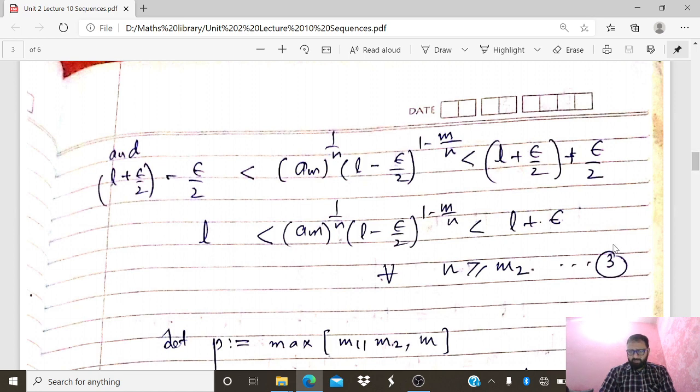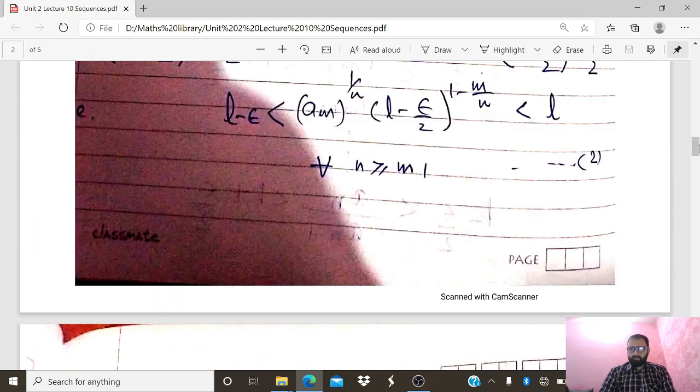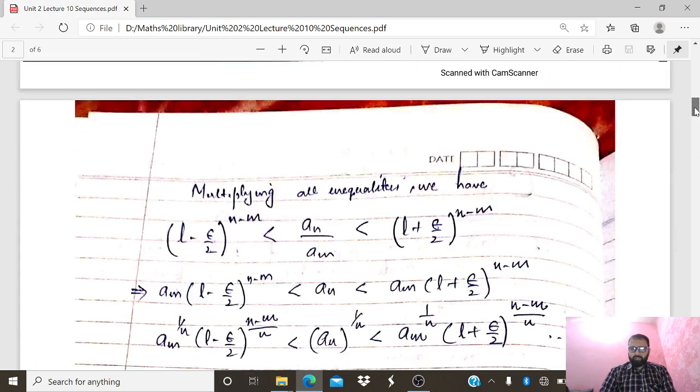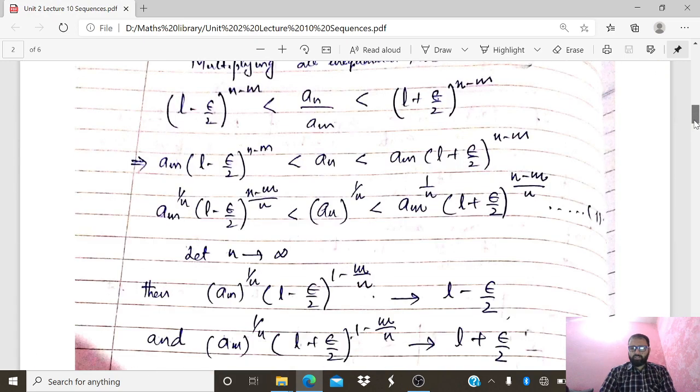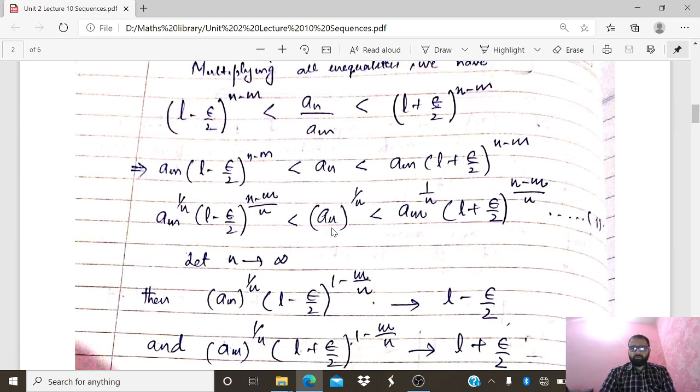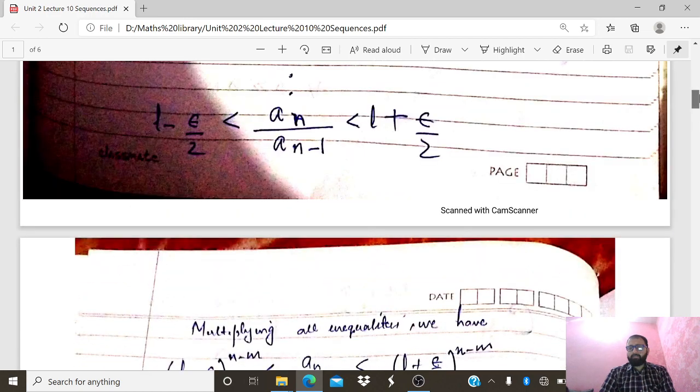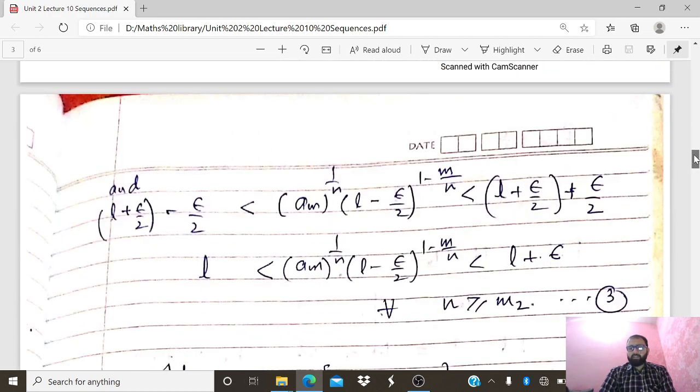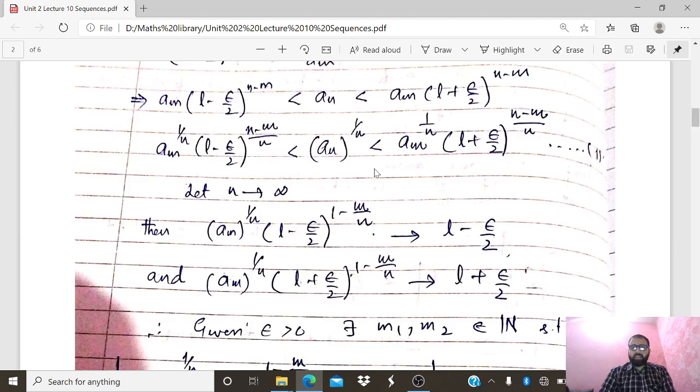Now I have three expressions. This is my equation number 3. If I go back, this is my equation number 2, and further I have equation number 1. If you see carefully equation number 1, then this a_n raised to power 1 by n is less than this quantity. But if you read this quantity in view of equation number 3, this comes out to be less than L plus epsilon. That means a_n raised to power 1 by n is indirectly less than L plus epsilon.